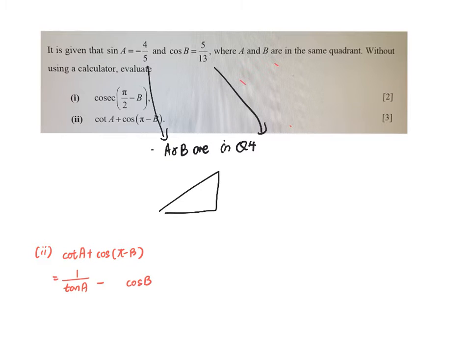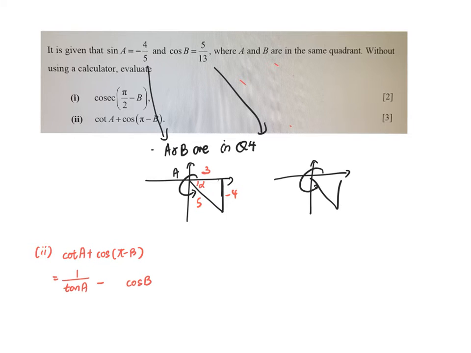Now just draw the triangle in quadrant 4. Now you have your A here. The opposite is negative 4 over 5. You will have your adjacent to be 3. For B, which is also in quadrant 4, with angle alpha, cosine B is adjacent over hypotenuse, 5 over 13, and the opposite will be minus 12. So based on this, you can see that tangent A, in the fourth quadrant, will be minus 4 over 3.